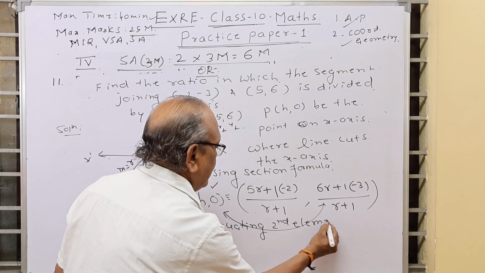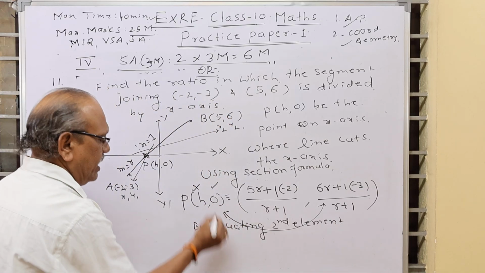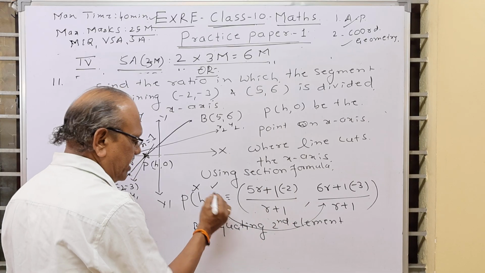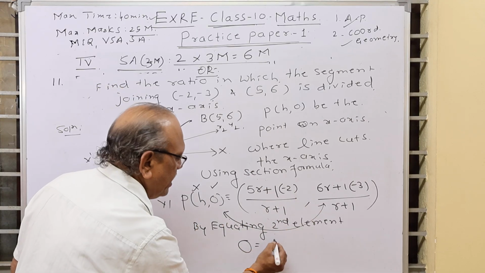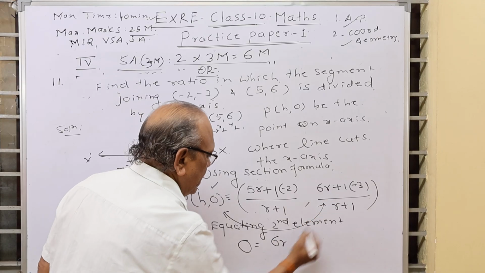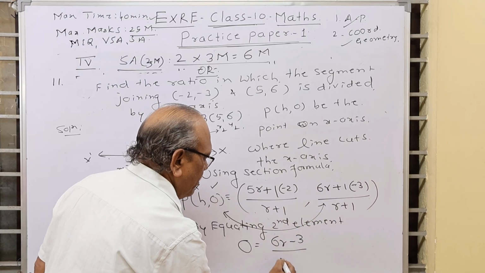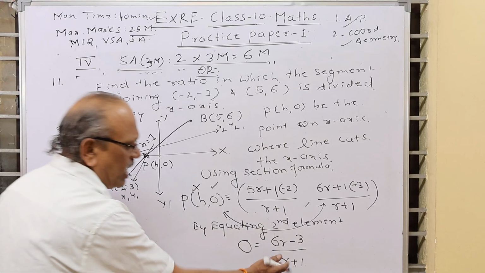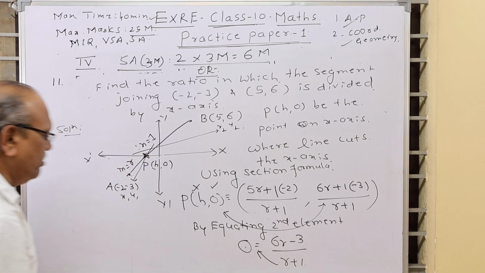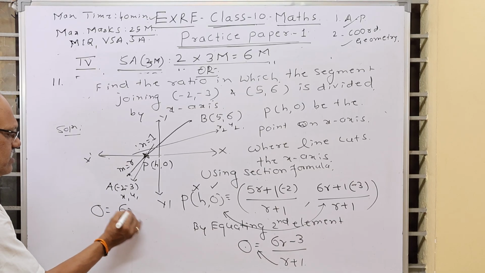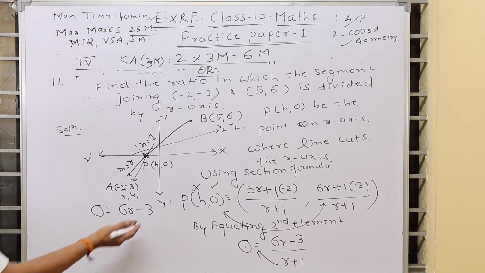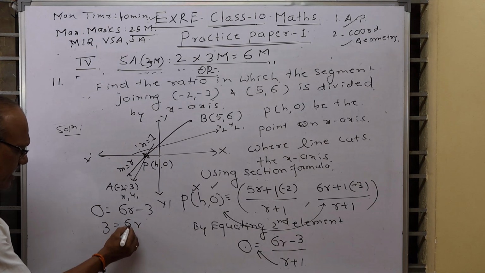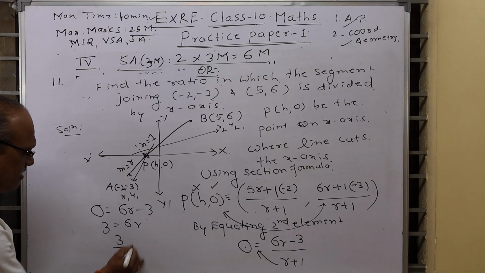By equating the second element, the y coordinate. What is the second element on the LHS? When the two ordered pairs are equal, then their corresponding elements will be equal. This is a definite value. Let me take 0 here. What do you get here? 6r plus 1 into minus 3, that is minus 3, divided by r plus 1. Our aim is to get the ratio. Take r plus 1 to the left. 0 into r plus 1 becomes what? 0. 6r minus 3. Now you take minus 3 to the left. What do you get? 3 is equal to what? 6r. Take 6 also to the left, you get 3 by 6 is equal to r.